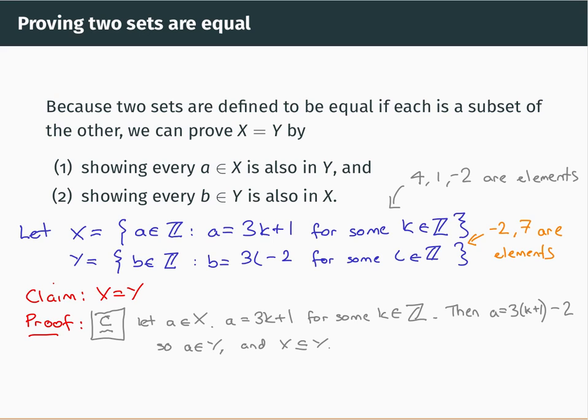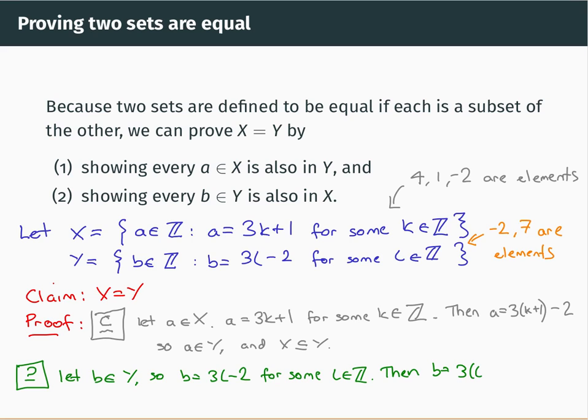And now we have to do the other half of the proof. So I'll label the other half of the proof with the subset symbol the other way round to remind me that this time I'm proving Y is a subset of X. So this time, it's going to be just the same. Let B be an element of Y, and what I've got to do is prove that B is also an element of X. So if B is an element of Y, then B is equal to 3L minus 2 for some L in Z. Now again, we can just do a simple rearrangement.